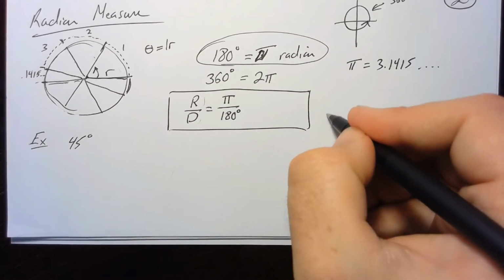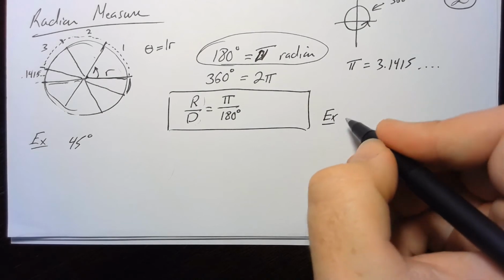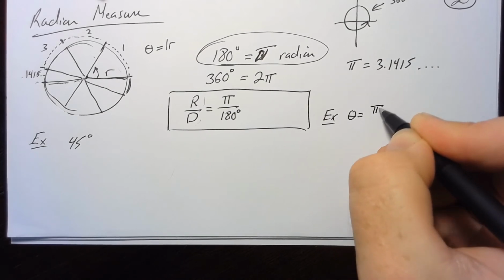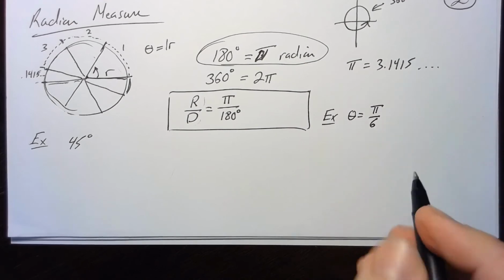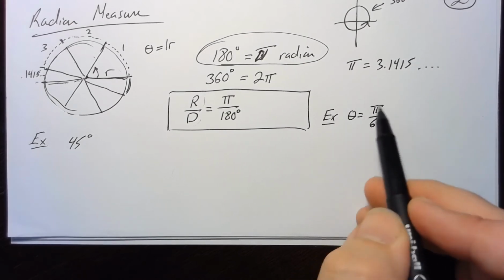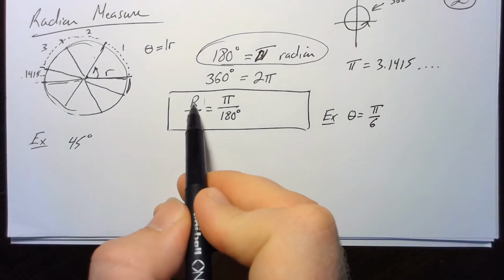If, however, a different example, let's say I'm given my radian measure theta equals pi over, let's do 6 for this particular case. If my radian measure is pi over 6, then I'm going to plug that in for r and solve for d.